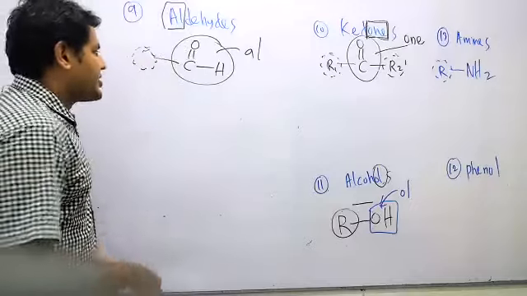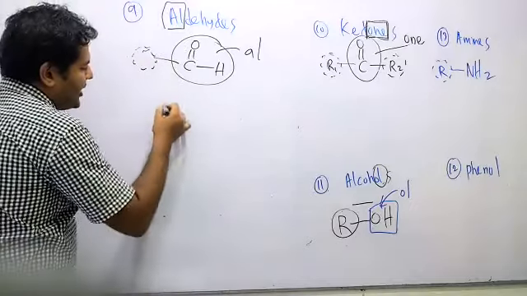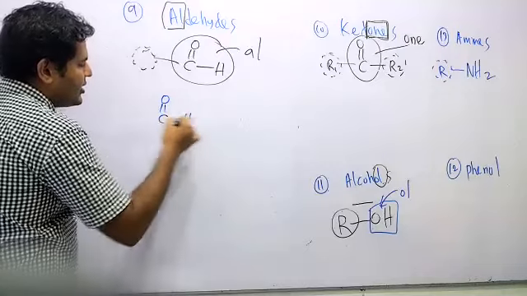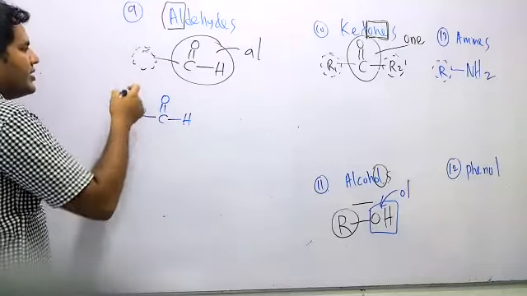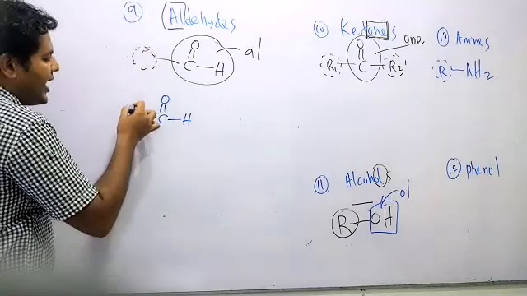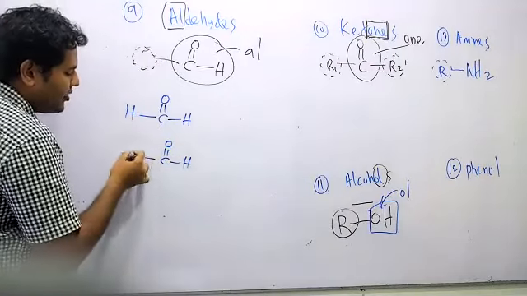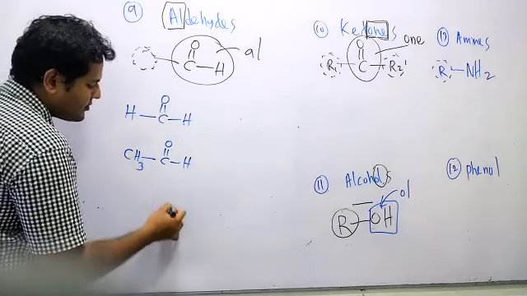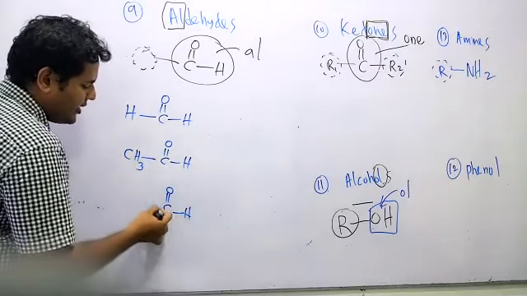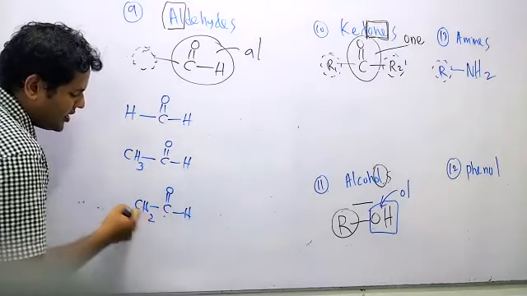Now aldehydes, one of the examples. You can get COH. In aldehydes you can mention the R group as a hydrogen. Instead of the R group, you can take a hydrogen and then you can keep CH3. In the same manner, you can keep CH2CH3. Or you can keep benzene also.